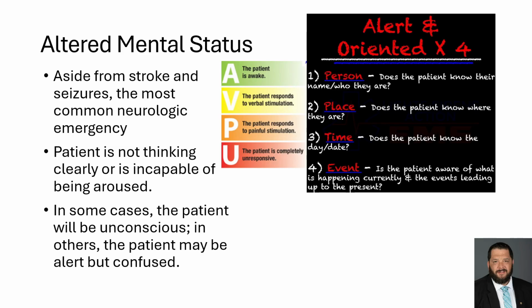Event is the patient's orientation or awareness to what's currently happening in and around them. So, are they aware of why you're there as an EMS provider? Do they know what happened? The interesting thing about the degradation of a patient's orientation is it's a linear process. As a patient becomes more and more disoriented, they tend to become disoriented first to event, and then they lose event and time, and then they lose event, time, and place. And the very last thing that a person tends to lose as far as orientation goes is their awareness of self, or person.